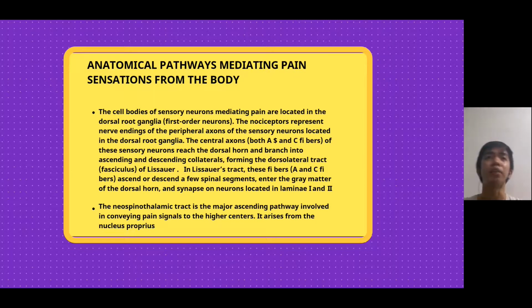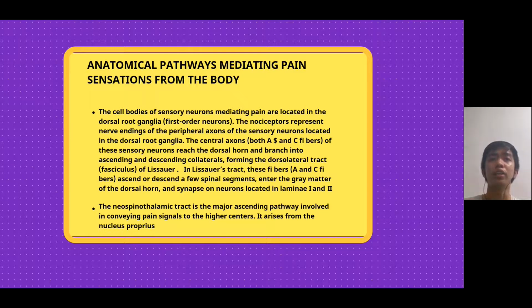Anatomical pathways mediating pain sensations from the body. The cell bodies of sensory neurons mediating pain are located in the dorsal root ganglia. The nociceptors represent nerve endings of the peripheral axons of the sensory neurons located in the dorsal root ganglia. The central axons, both A and C fibers of these sensory neurons, reach the dorsal horn and branch into ascending and descending collaterals, forming the dorsolateral tract of Lissauer.